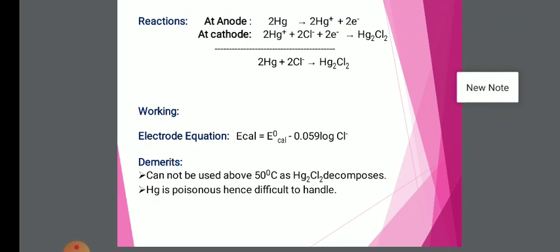the Cl minus ion concentration we take from the KCl solution. So what are the demerits or disadvantages of the calomel electrode? This electrode cannot be used above 50 degrees centigrade temperature, as decomposition of Hg2Cl2 takes place. And we know that Hg is poisonous, hence it is very difficult to handle. We use mercury in the calomel electrode, and it is poisonous, so the handling of this electrode becomes very difficult.